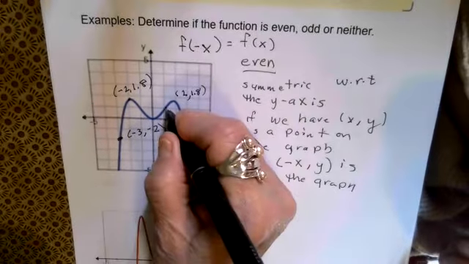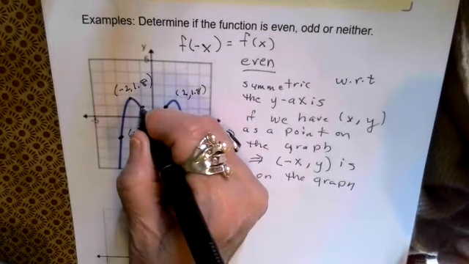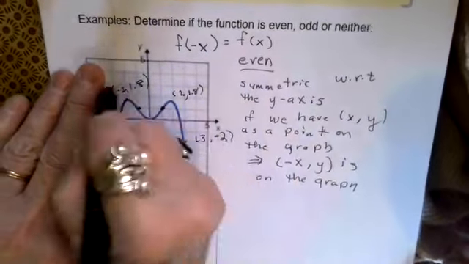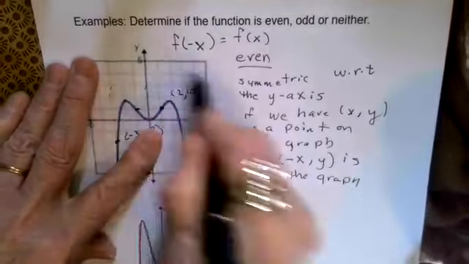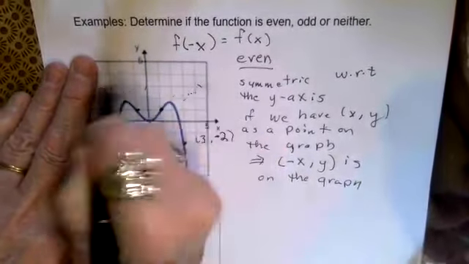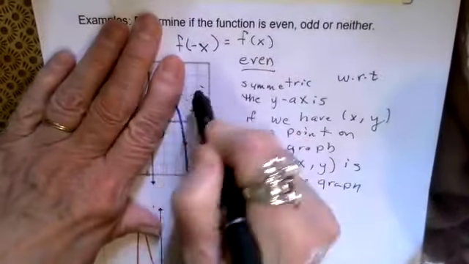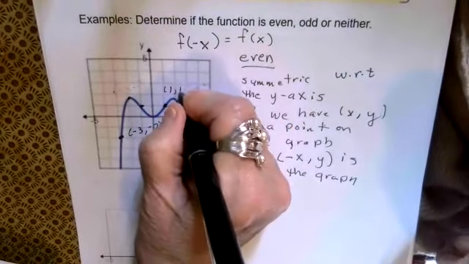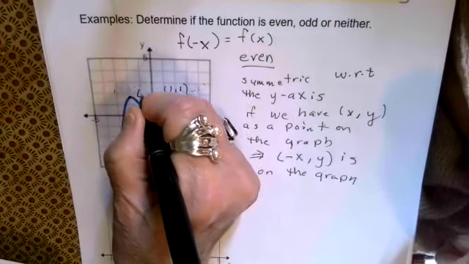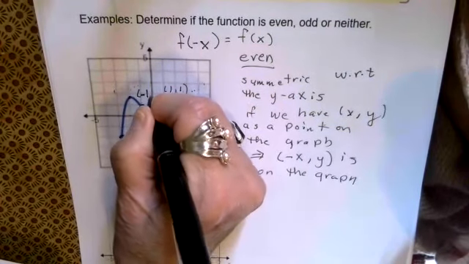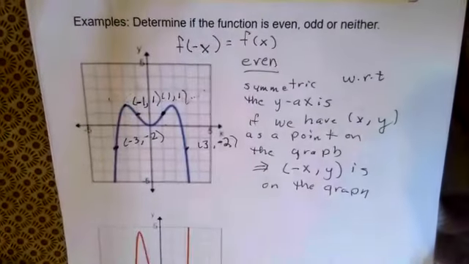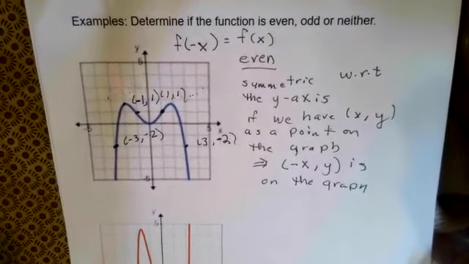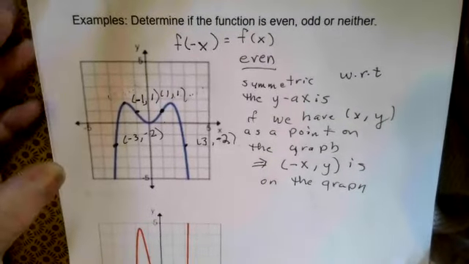Oh, here was a point I could have used right here. Let's use that one instead, since I don't really know if that's 2.18. I can't really tell. Let's use this one. So this point is 1, 1. This point right here is minus 1, 1. Okay. Now, let's look at this example.